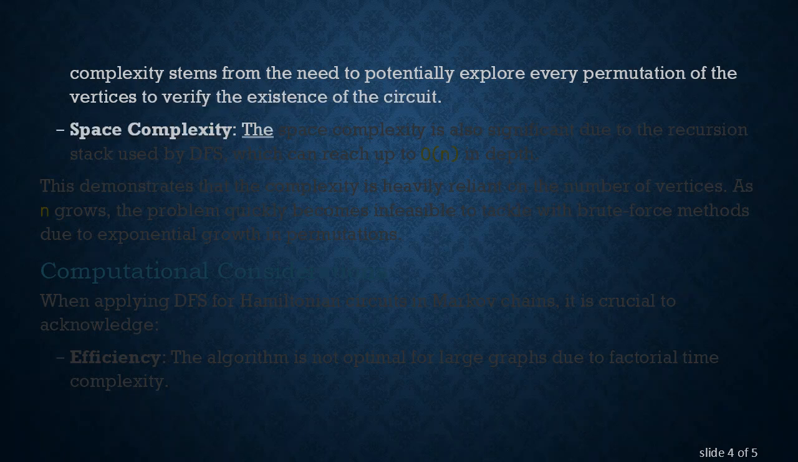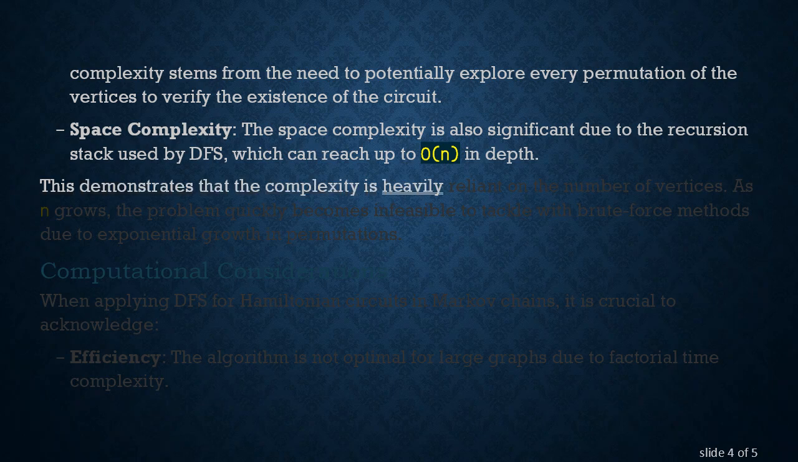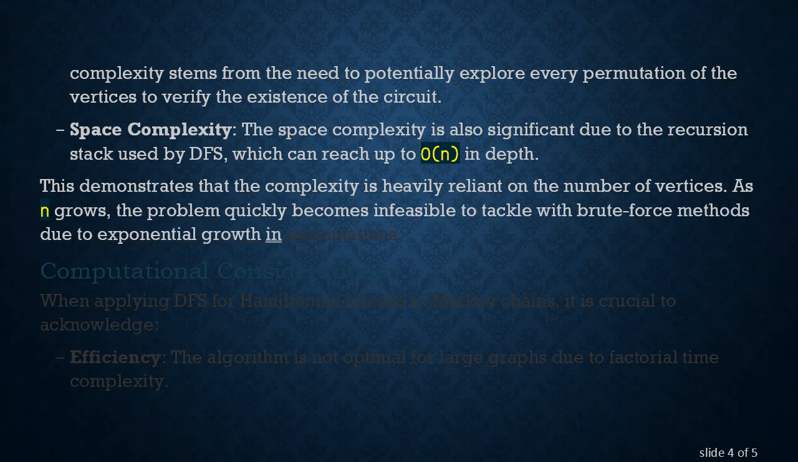Space complexity. The space complexity is also significant due to the recursion stack used by DFS, which can reach up to O(n) in depth. This demonstrates that the complexity is heavily reliant on the number of vertices. As n grows, the problem quickly becomes infeasible to tackle with brute force methods due to exponential growth in permutations.